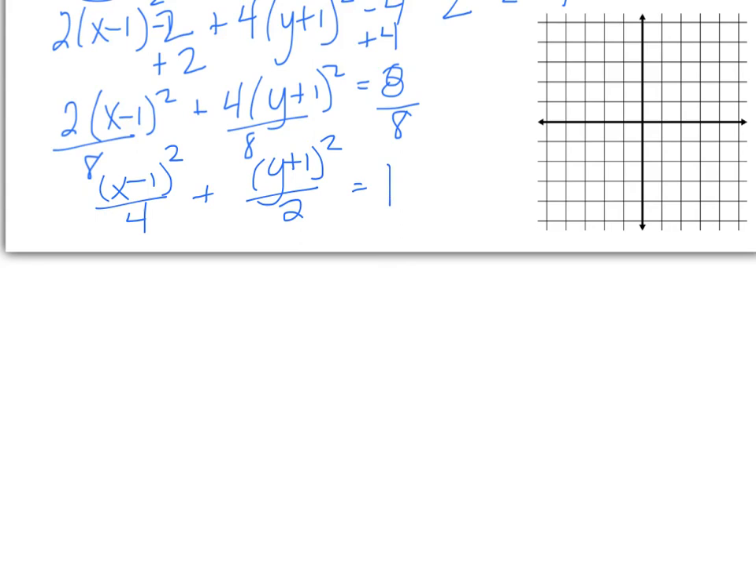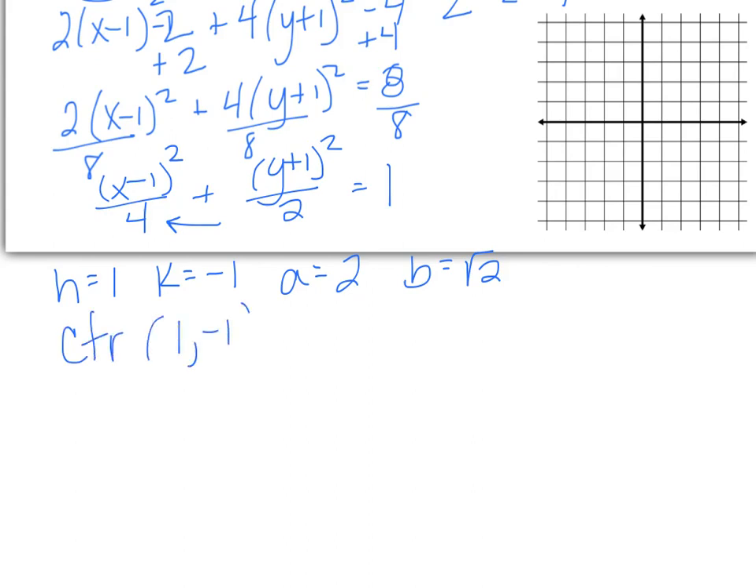So this says that h is 1, k is negative 1, a is always larger, 2, b is going to be the square root of 2. So if I put my center, 1, negative 1, since a is under x, I know it has to be horizontal, so I'm going to go left and right 2. This puts my vertices at 3, negative 1, and negative 1, negative 1.